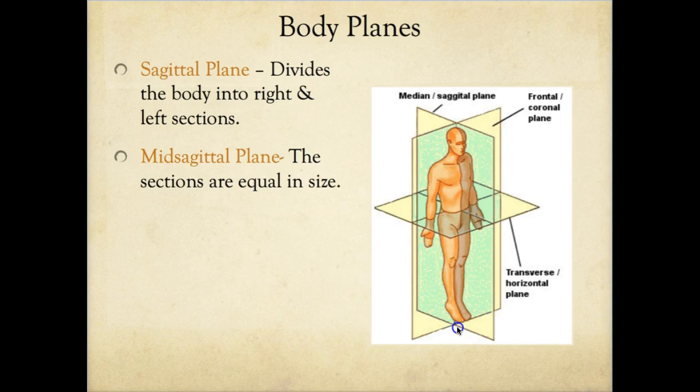Now, mid-sagittal refers to something that's right along the midline. So this example here is technically a mid-sagittal plane, but it just goes right along the midline. So we have an even right and left half.